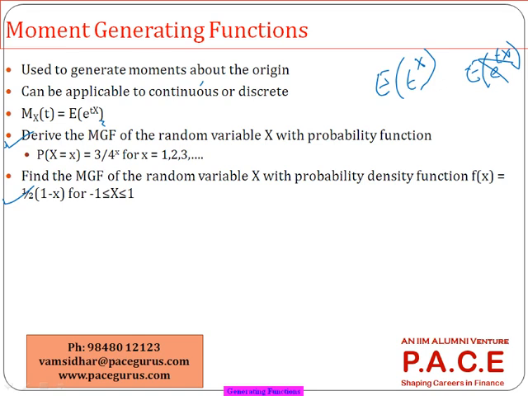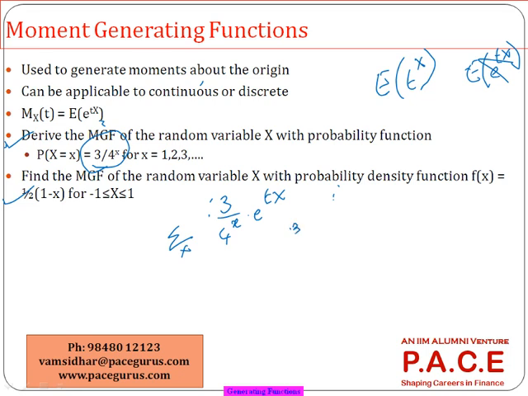Now here it is saying the probability function is 3 by 4 power x. How do I find out the MGF? Each of them, I have to multiply it with e power tx, and I have to sum it up over all values of x. x is 1, 2, 3, 4, and so on. So if I make it more simple, substitute x equal to 1, x equal to 2 and so on.